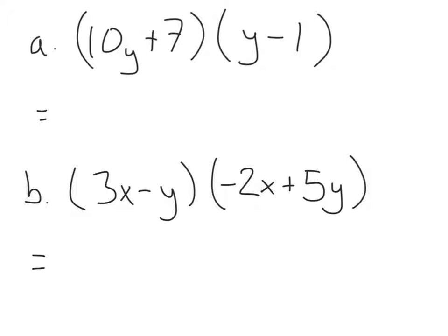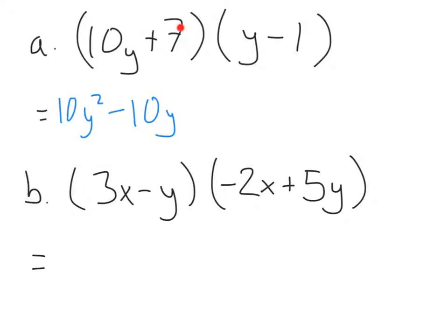So let's multiply some more binomials. We're basically going to do FOIL the distribution way. So 10y times y, 10y times minus 1 is what we'll start with. 10y times y is 10y squared. 10y times minus 1 is minus 10y.